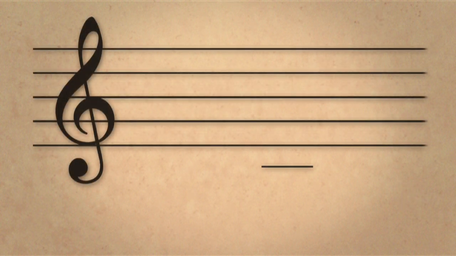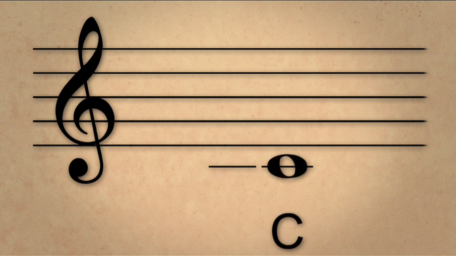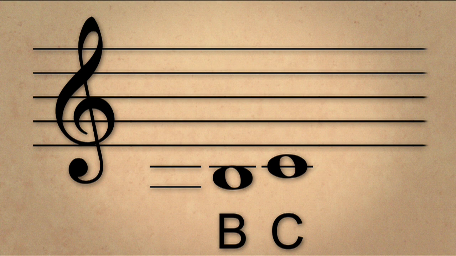Let's go back to the single ledger line below the treble clef staff. This note is a C. If we add a note below this ledger line, we create a B. And if we add a second ledger line and place a note on that second ledger line, it will be an A.